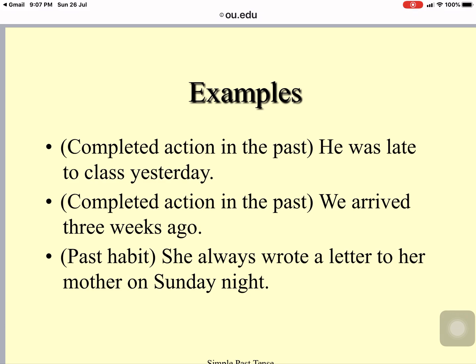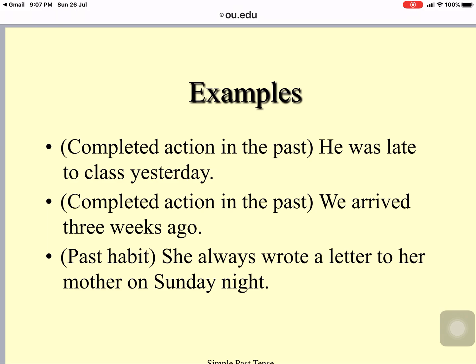See, completed action in the past. He was late to class yesterday. See, the V2 form here is was. V1 form is is and the V2 form is was. That's why he was late to class yesterday. And completed action in the past, we arrived three weeks ago. Arrived is also V2 form. V1 is arrive and V2 is arrived.